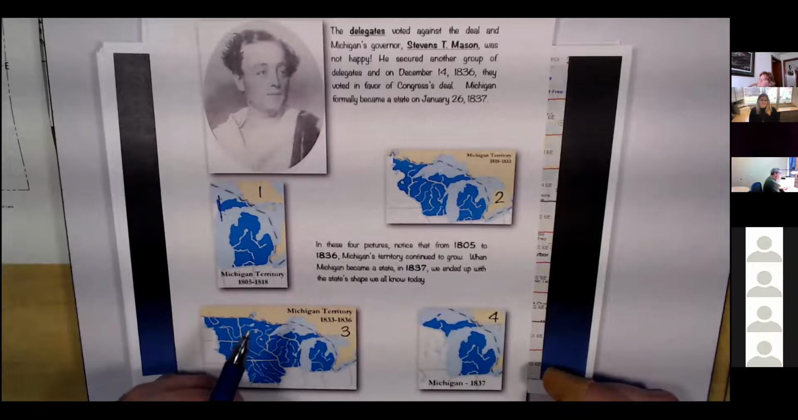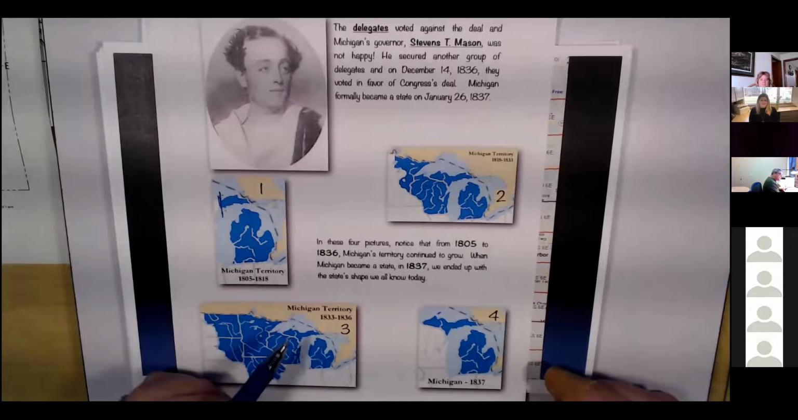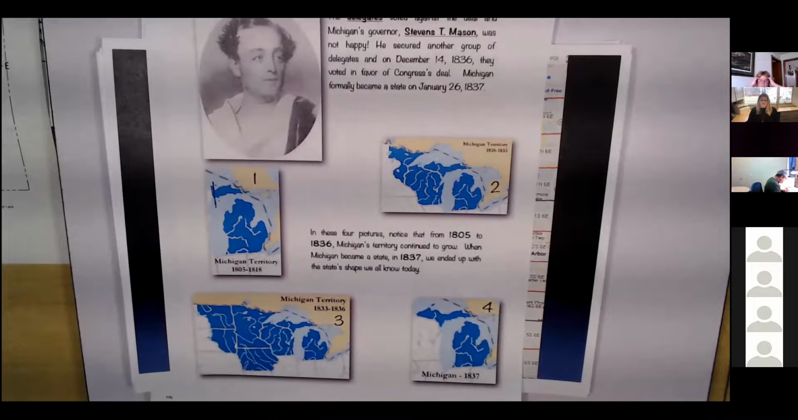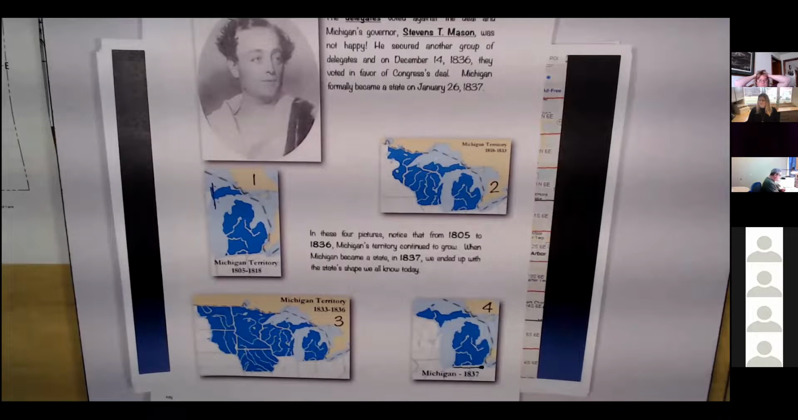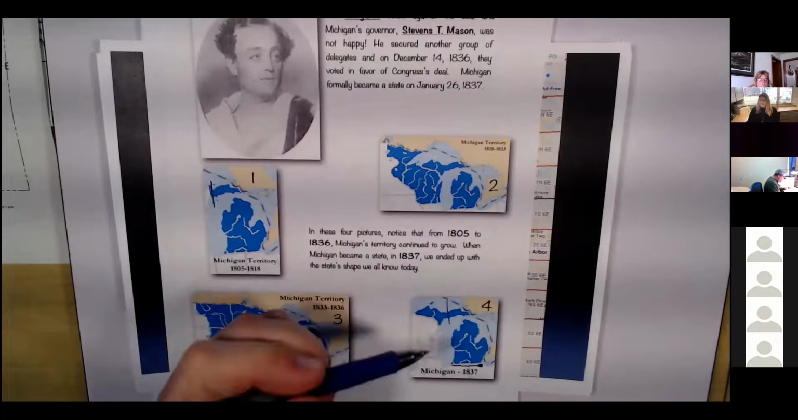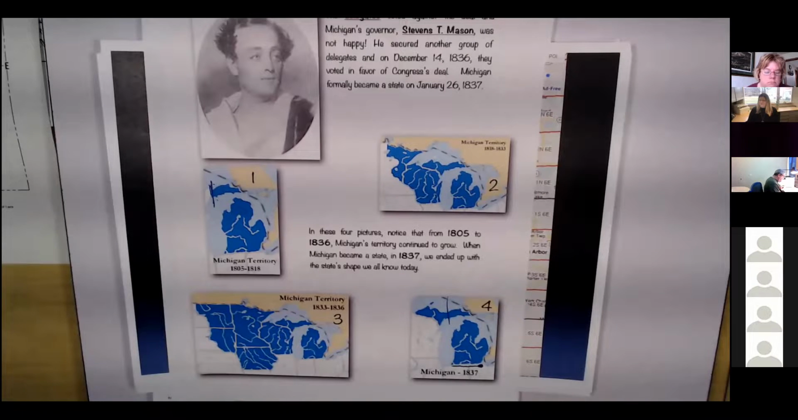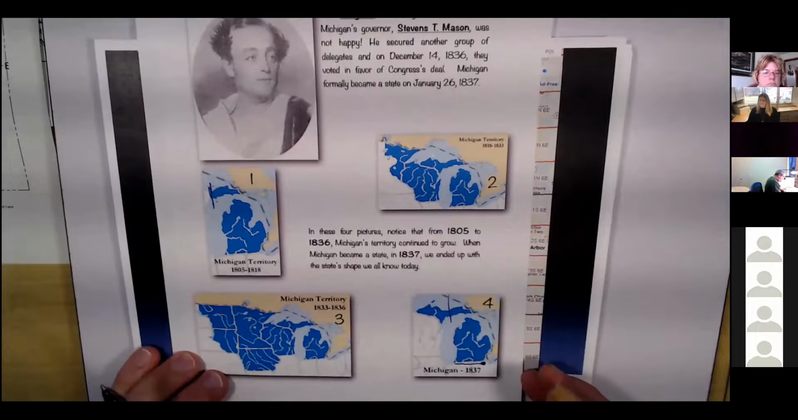We did in 1836 have a disagreement with Ohio about a little strip of land that was down here, and it included Toledo right there. What we got in exchange for giving them Toledo was the other western half of the Upper Peninsula. I think we did pretty good.